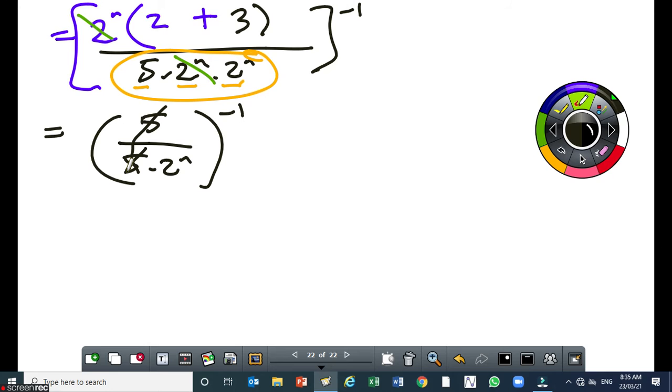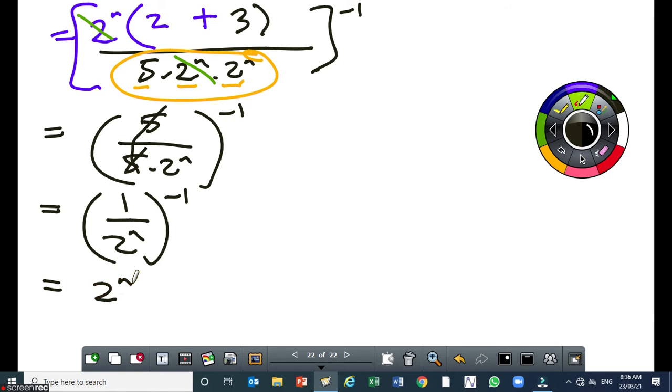Once they cancel out, I'll end up having 1 over 2 to the power of n, all raised to the power of minus 1. As I told you earlier, if you've got a fraction like this and the exponent is a negative 1, you just swap the numerator and the denominator and change the exponent to a positive exponent. So this will become 2 to the power of n as your final answer. And then you are done.